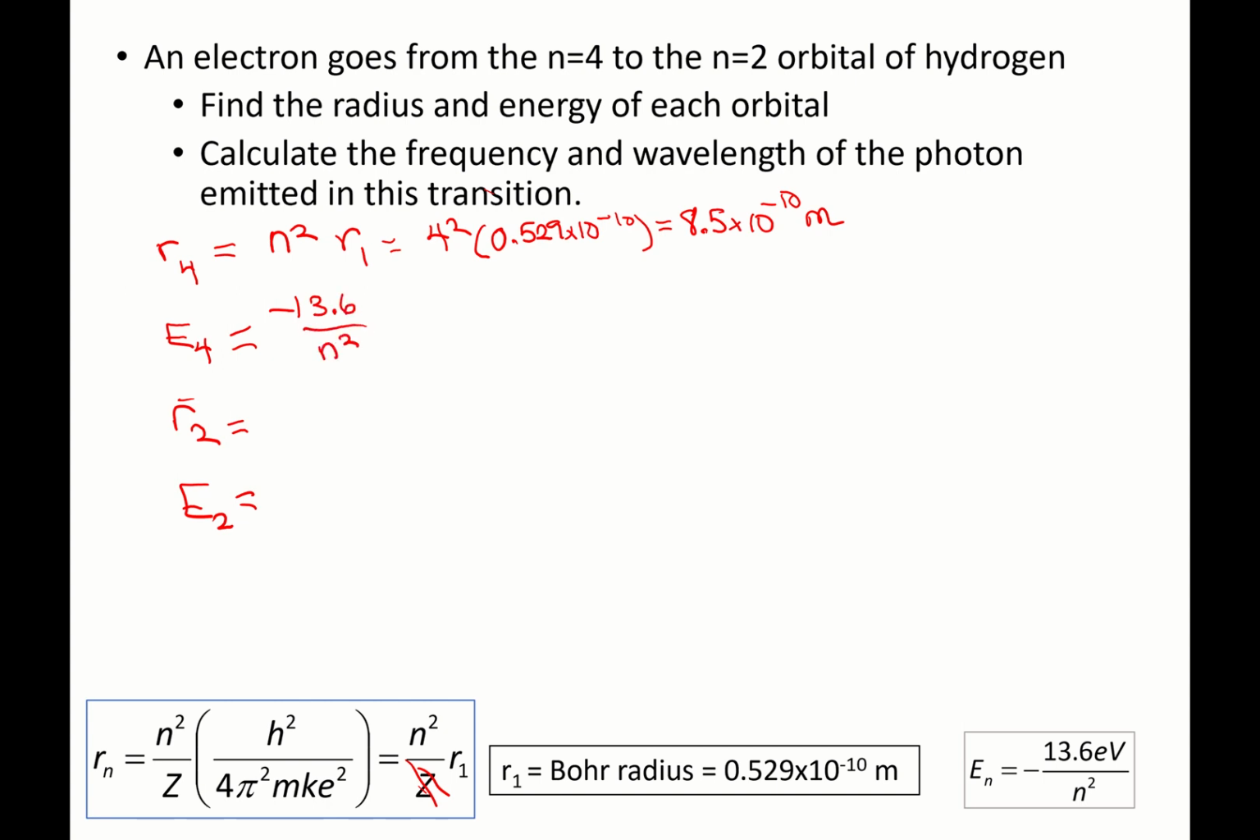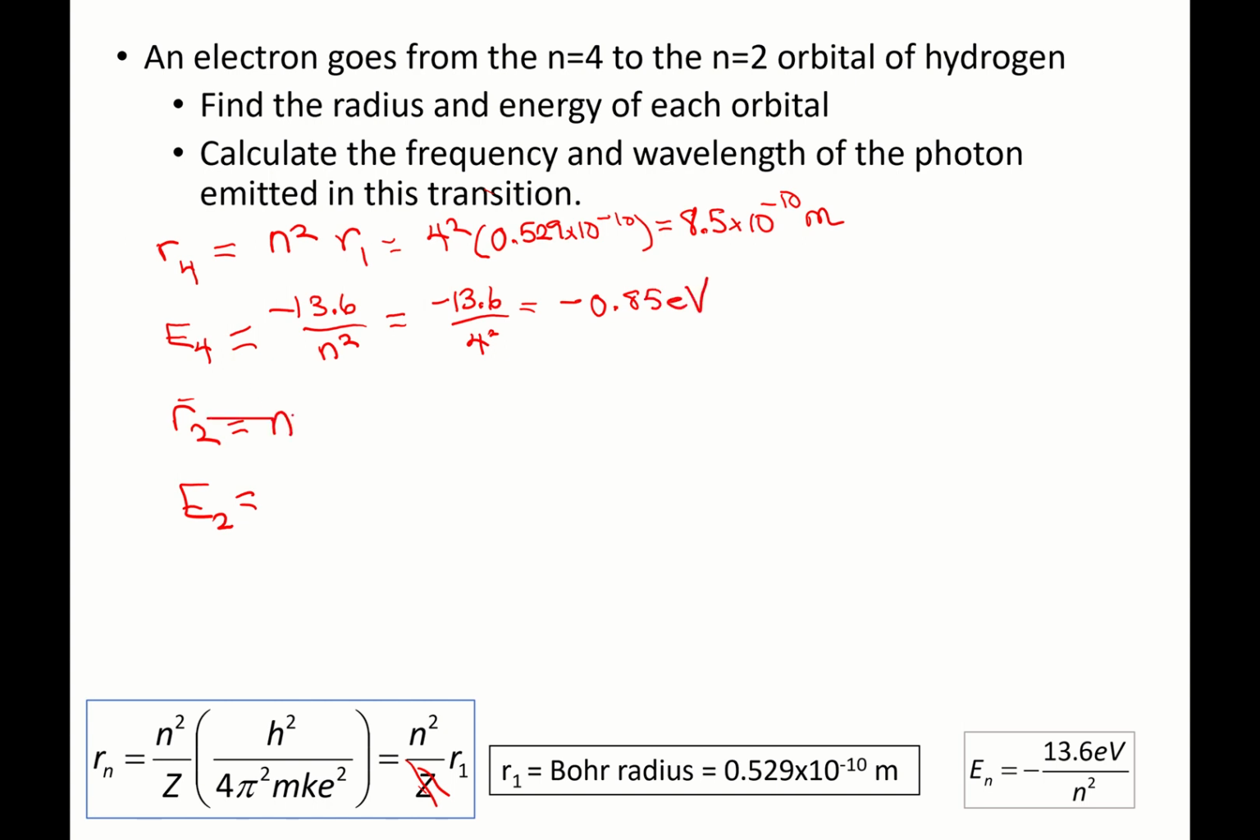The energy of the fourth level is just minus 13.6 over n squared. And because it's hydrogen, we don't have any Z squared appearing in there. So it's going to be minus 13.6, and our n is 4. So over 4 squared. And so we're going to get minus 0.85 electron volts.